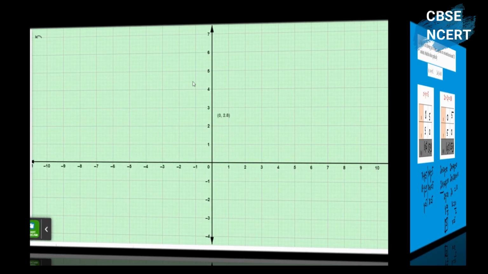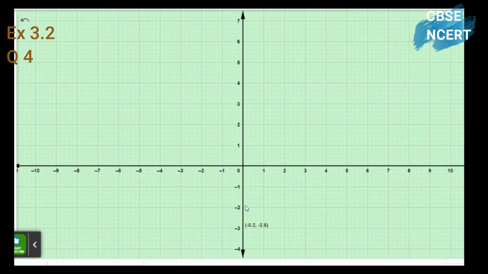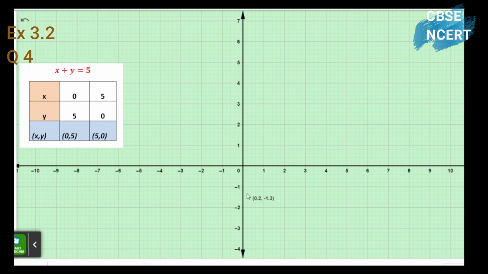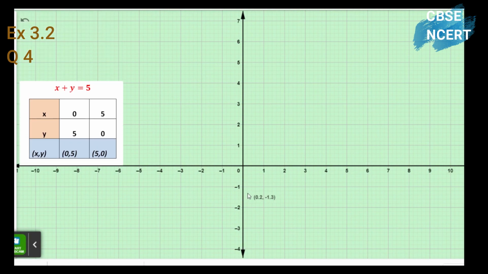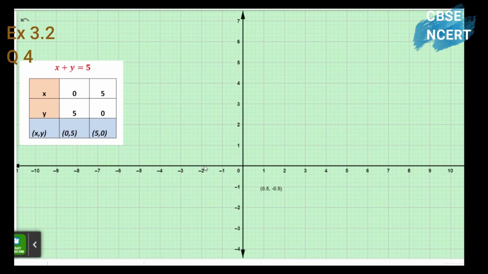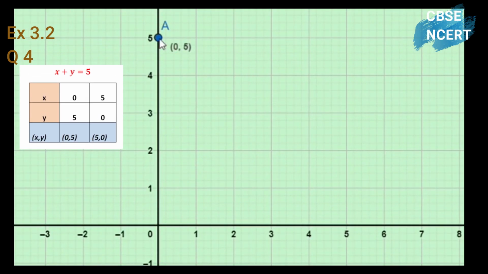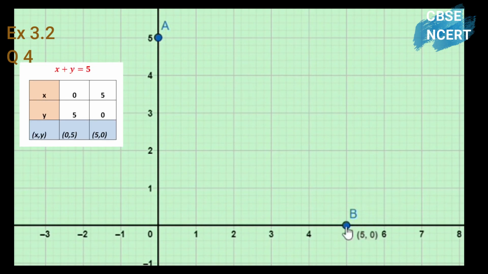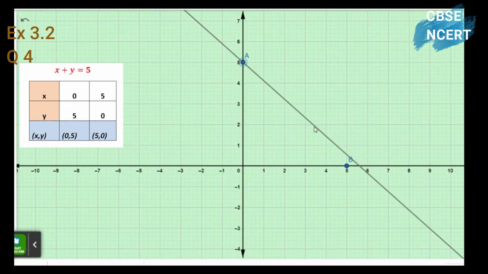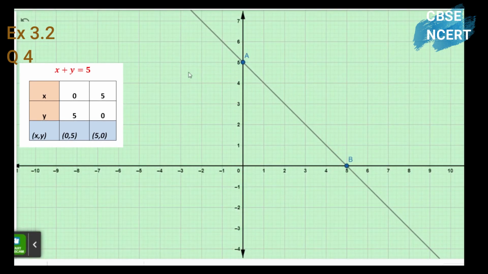This is the graph with x-axis and y-axis, and we are going to draw 2 points for the line x plus y is equal to 5. The 2 points we got after solving are 0 comma 5 and 5 comma 0. 0 comma 5 lies on the y-axis at this point and 5 comma 0 lies on the x-axis here. Now we are going to draw a straight line touching these 2 points. So this is the straight line. The name of the straight line is x plus y is equal to 5.